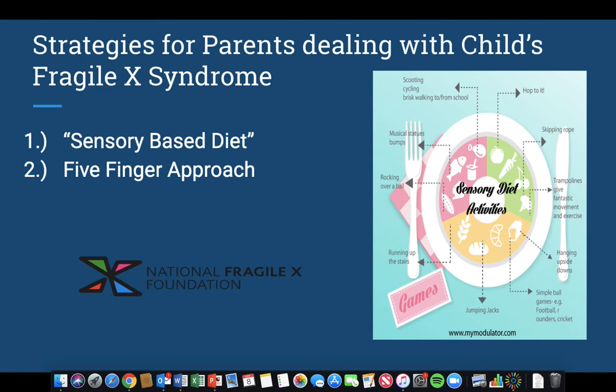And the second is a 5-finger approach. Fragile X patients have trouble communicating. So with this 5-finger approach, the parent demonstrates: if they grab the thumb, this is a signal to stop whatever the child is doing. If the parent grabs their index finger, it shows the child that they need to take a deep breath. The middle finger is asking what the parent themselves need to do to help their child. The ring finger is how do I help you? What can I do to help you in this situation? And the pinky finger is to do it.